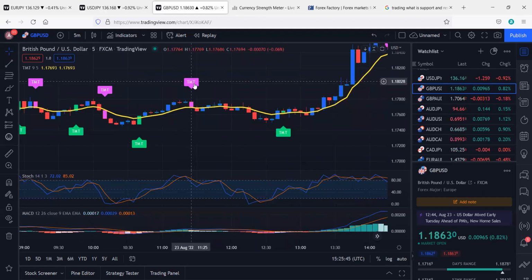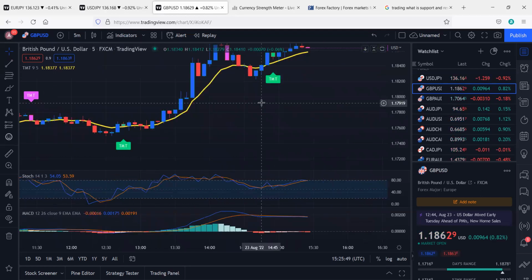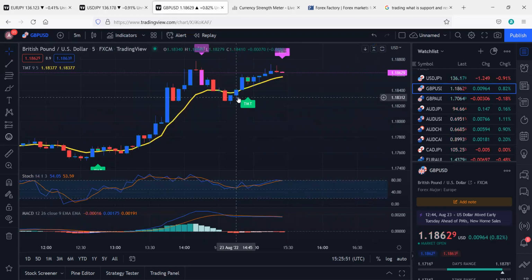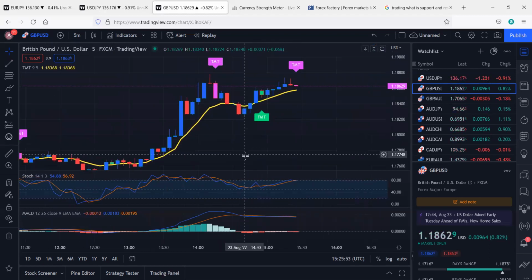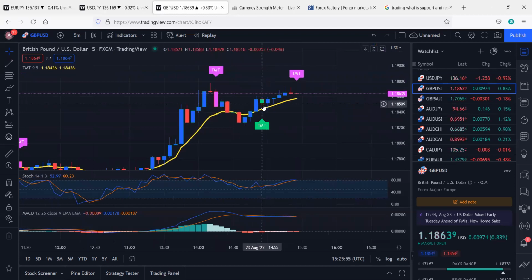So now that we got through the purple label and the green label, how it works, I will show you what happens if these green or purple labels fail. As you can see here, this green label failed. Why? Let me zoom in a bit more.